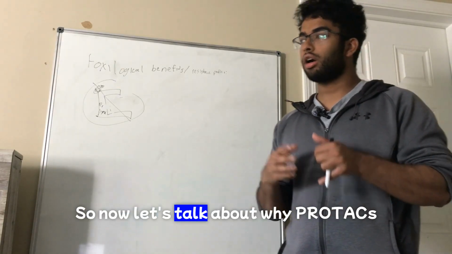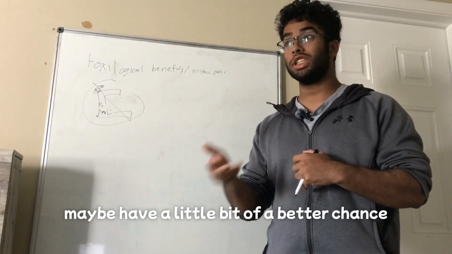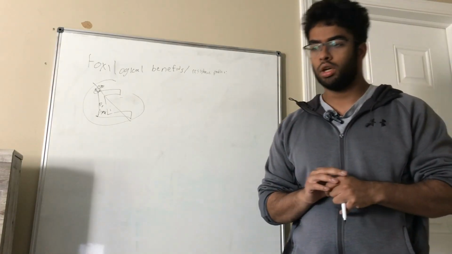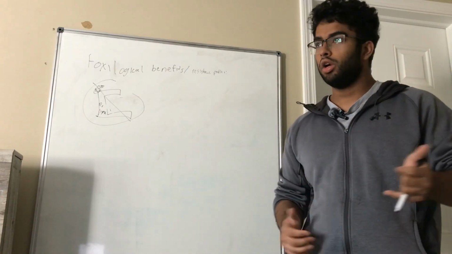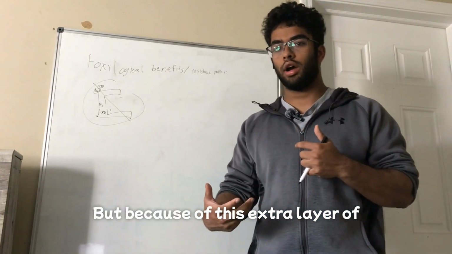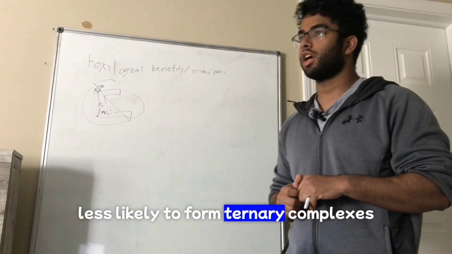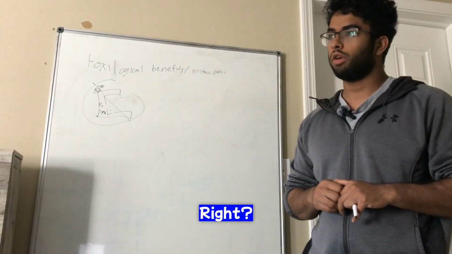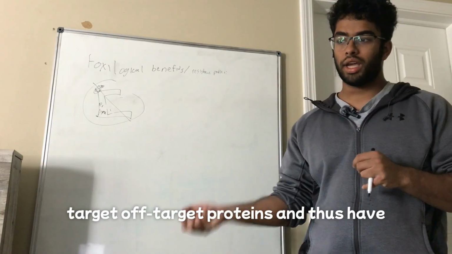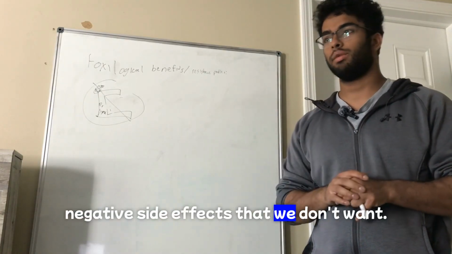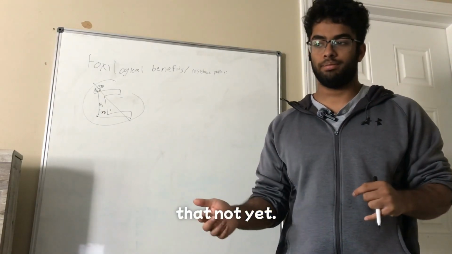So now let's talk about why PROTACs maybe have a little bit of a better chance at being less harmful for people. This isn't set in stone because we haven't designed the perfect PROTAC yet. But because of this extra layer of selectivity that PROTACs have, they are less likely to form ternary complexes with off-target proteins, right? So that means that they're less likely to target off-target proteins and thus have negative side effects that we don't want. Now, there is a caveat to this in the sense that, not yet.